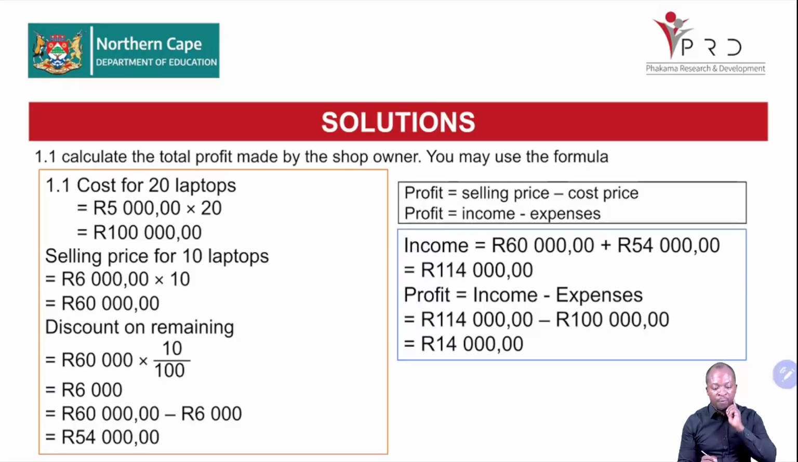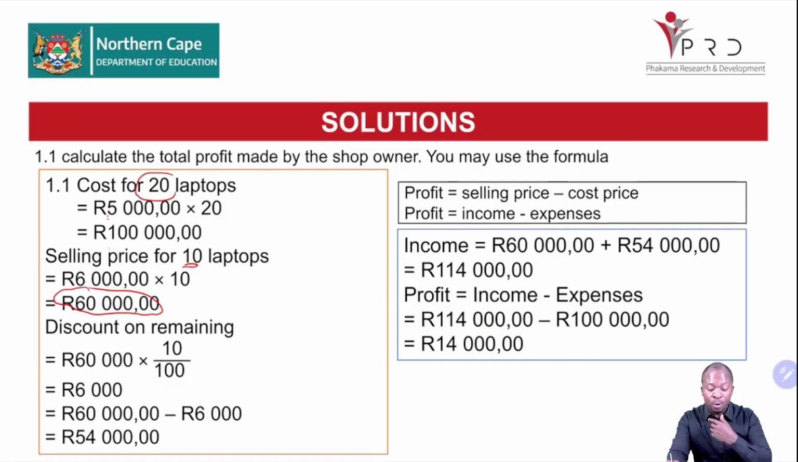So let's look at the first one. They wanted us to calculate the total profit. How many laptops were there? We had 20. Are we good? So from the 20, we bought them at 5,000 rand each. So 5,000 times 20 gives us 100,000. That's how much we spent to buy them. Then we went and sold 10 of the laptops for how much? 6,000 rand each. So for the 10, we managed to get money of 6,000 each.